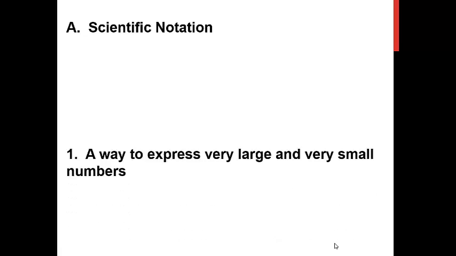This video is going to look at scientific notation. Scientific notation is just a way to express very large or very small numbers. For instance, let's say that we have 9 million. We don't want to have to type in all those zeros, so we could write that as 9 times 10 to the 6th. So 9 times 10 to the 6th would be scientific notation. The 9 million we would call decimal notation or standard notation.